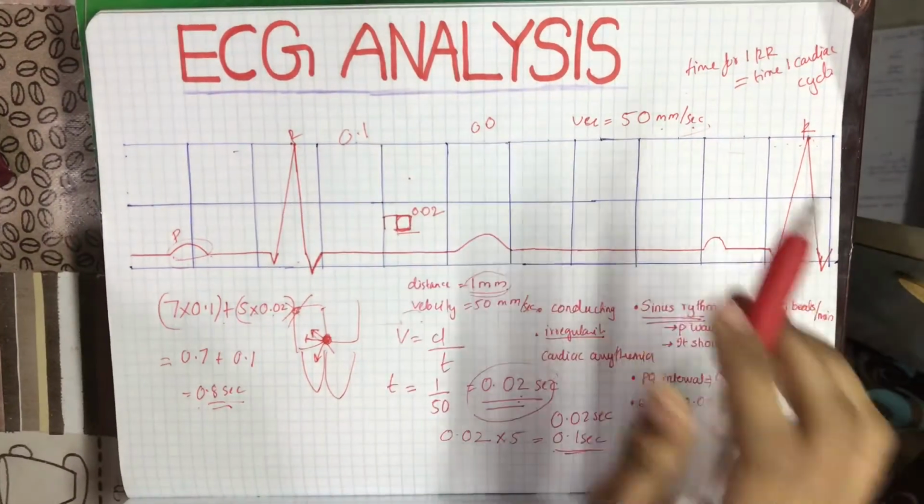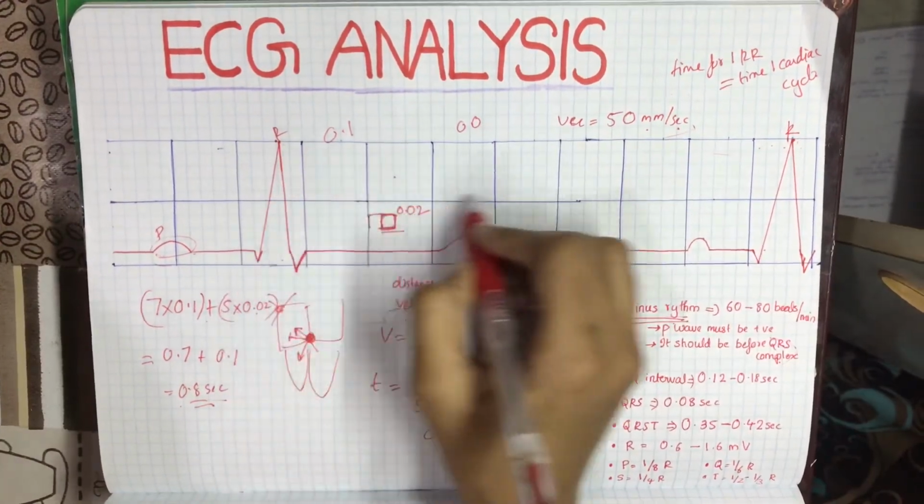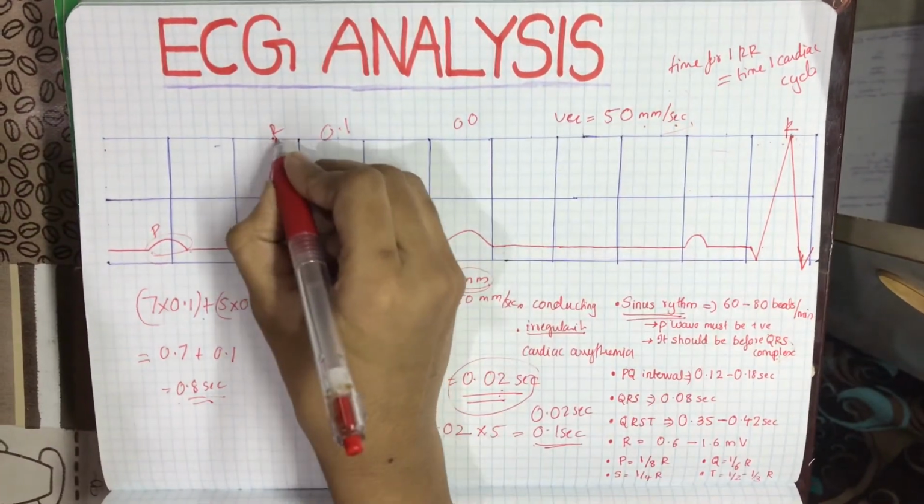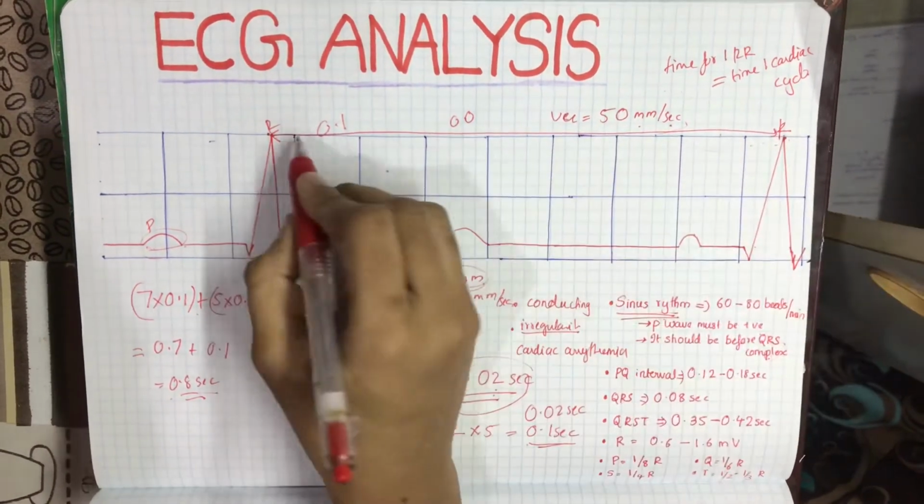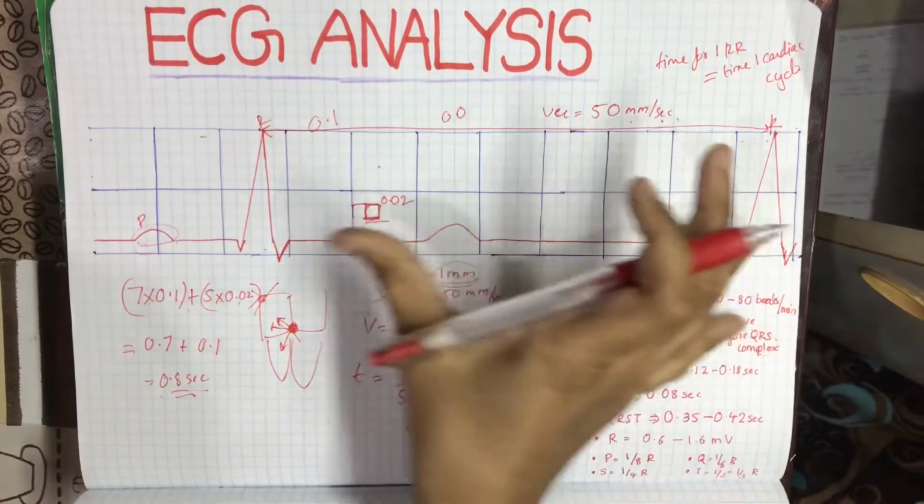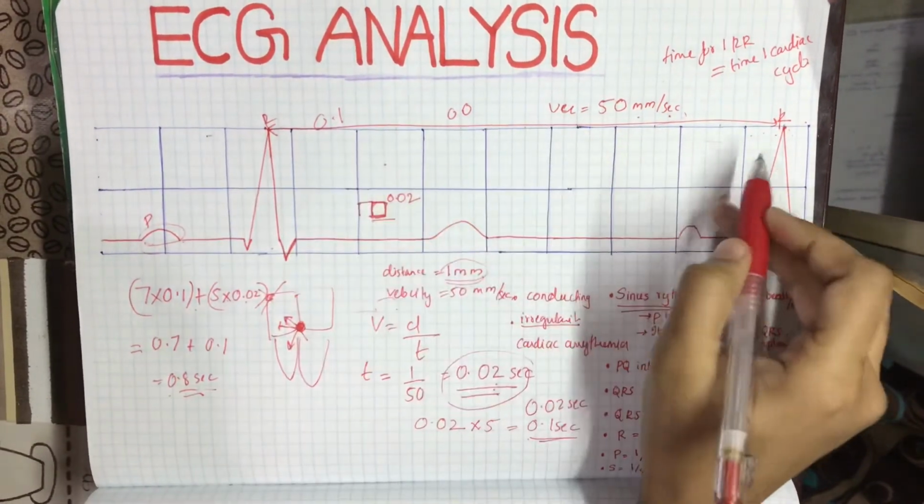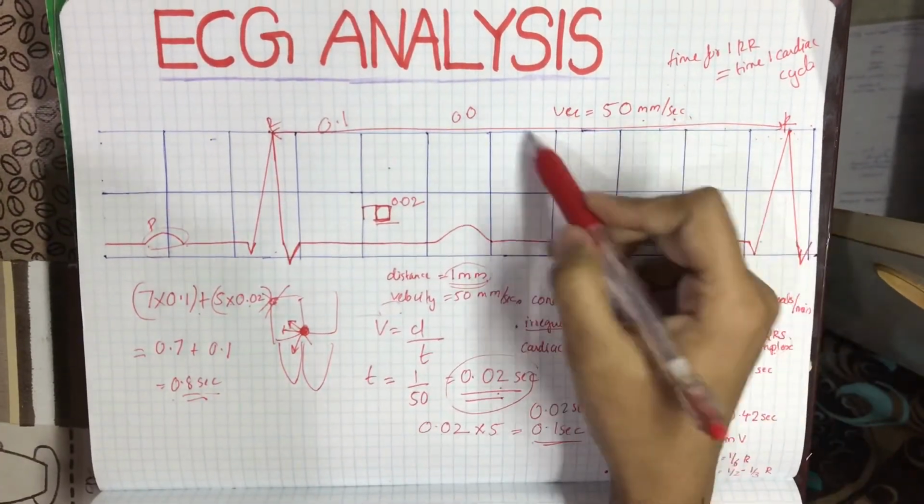And I just want to tell one more thing, because everyone misunderstands. We don't want to count all these boxes. We just want to count between the tips of the two R waves. Only this line we have to count. No need of counting all these boxes. We just want the distance, and from the distance we can find the time because we have the velocity.